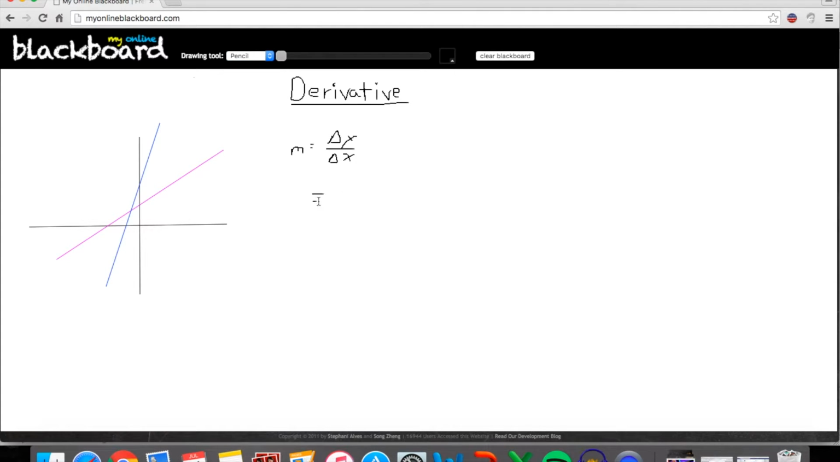Let's rewrite this now. Let's say the line is given by f of x. What would the change in y be? It would be f of x1 minus f of x, all over, sorry, that line wasn't straight, x1 minus x.